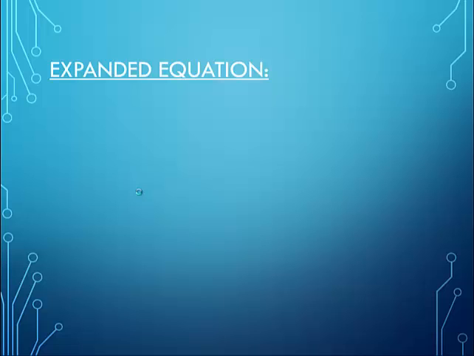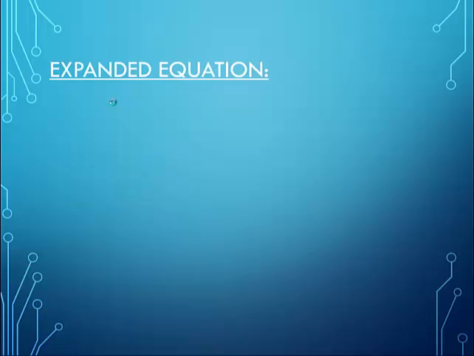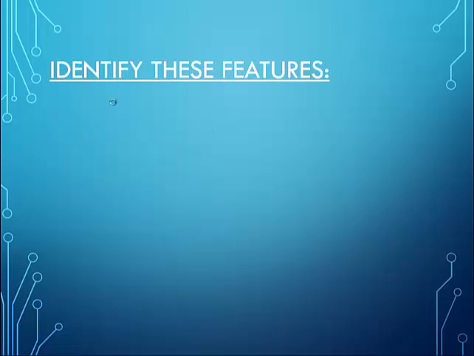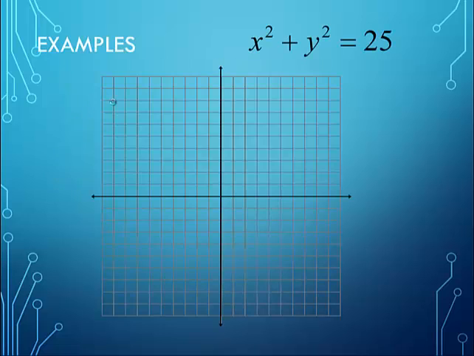Now the expanded equation. When you multiply out this equation here, you're going to get the expanded equation, which is x squared plus y squared plus Dx plus Ey plus F equals 0. Now when we are going to graph our circle from an equation, we need to be able to find the center, the radius, the diameter, and how many lines of symmetry there are. So, pretty simple. Let's go ahead and move on to an example.